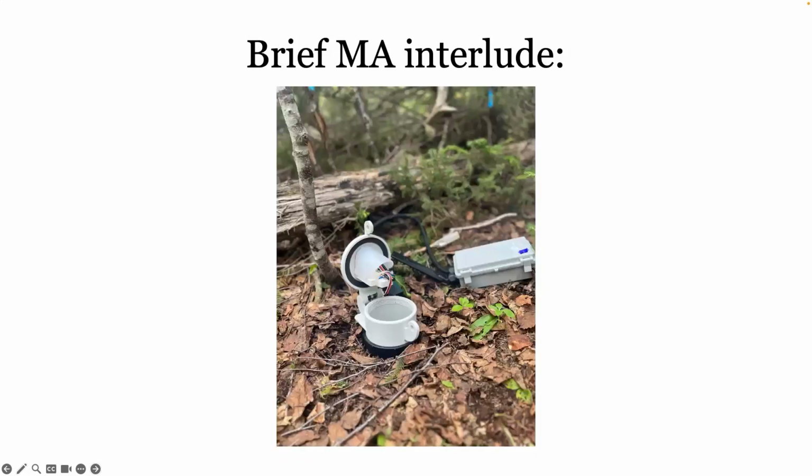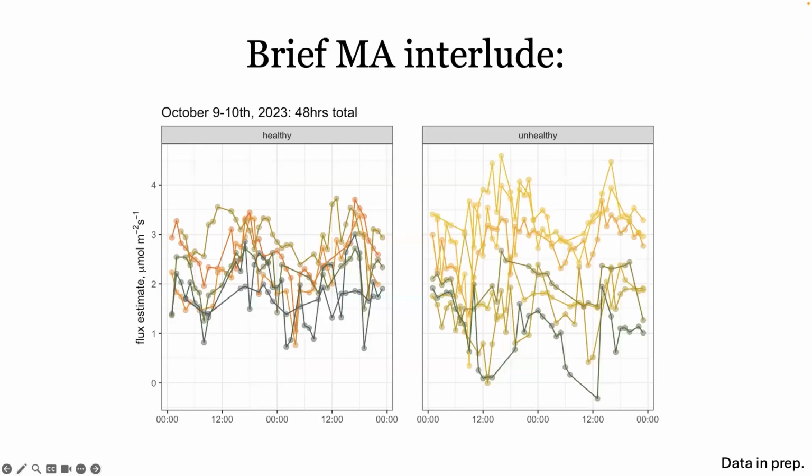So we deployed a network of FluxBots across a couple of different sites in central Massachusetts, and we were able to detect differences in soil carbon flux in a healthy hemlock forest on the left versus an unhealthy hemlock forest on the right that is suffering from a hemlock wasting disease, resulting in gaps in the canopy and a much more diverse understory.